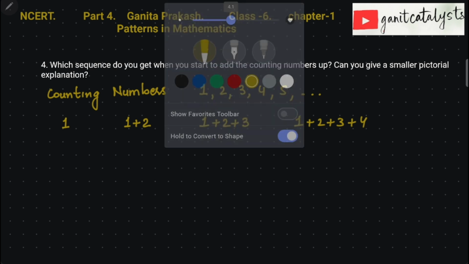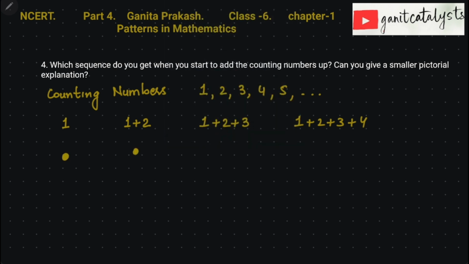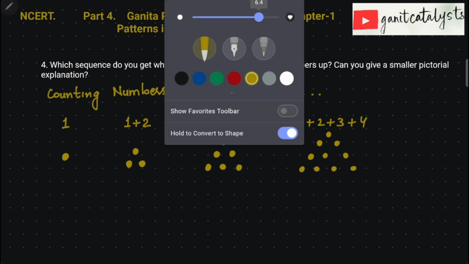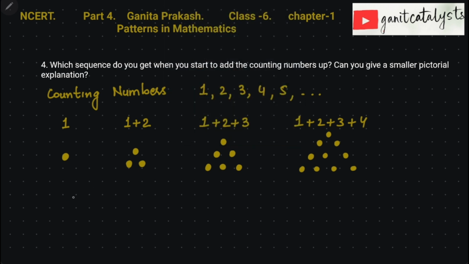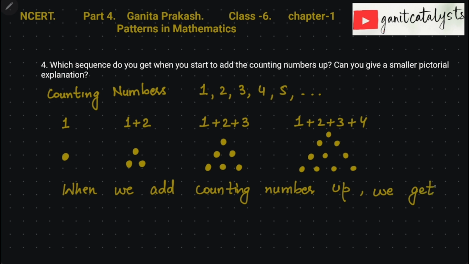So here pictorially we can have 1 dot. Here it is 3 dots, 1 plus 2 is 3. Next 1, 2, 3 dots, and 4 dots. So here we can see these numbers are triangular numbers. So when we add counting numbers up, we get triangular numbers.